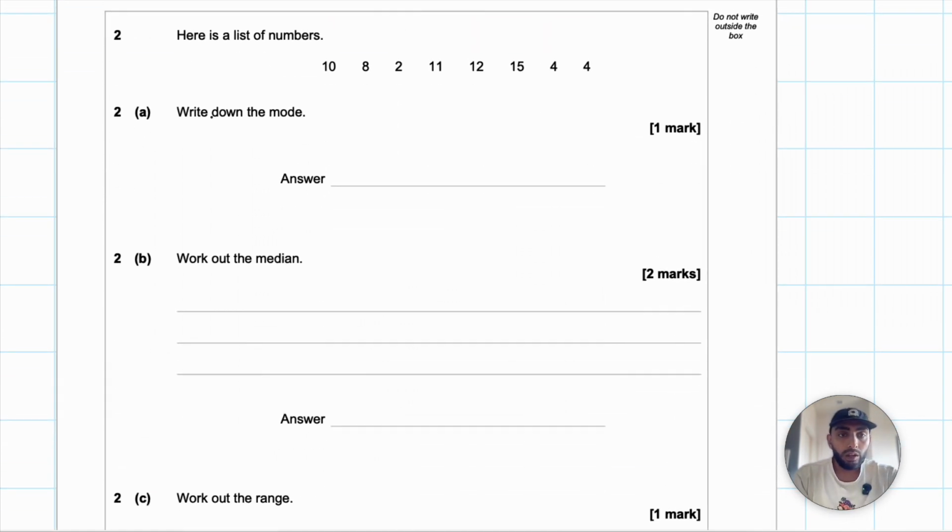Question 2. We've got a list of numbers, write down the mode. The mode is just the most popular, most common number. So we'll look through this list, which appears the most. I can see I've got two 4s. Is there anything else that repeats more than 2 times? No, so the answer is 4.